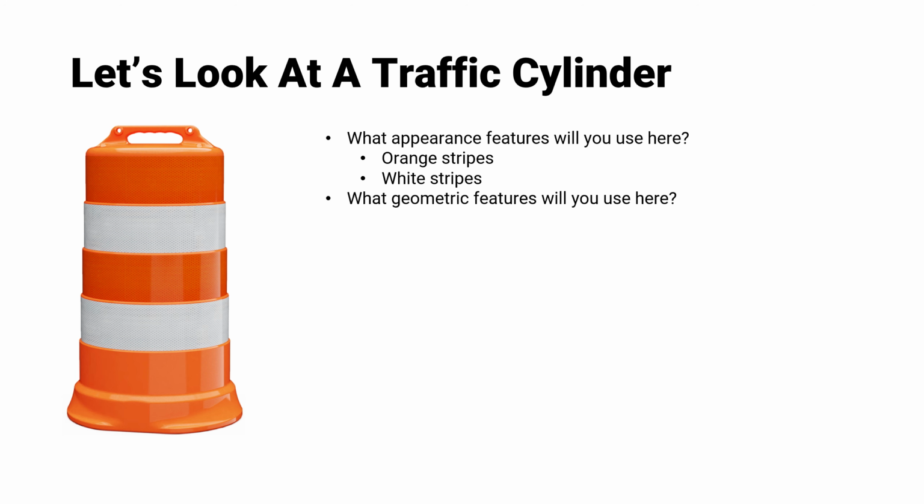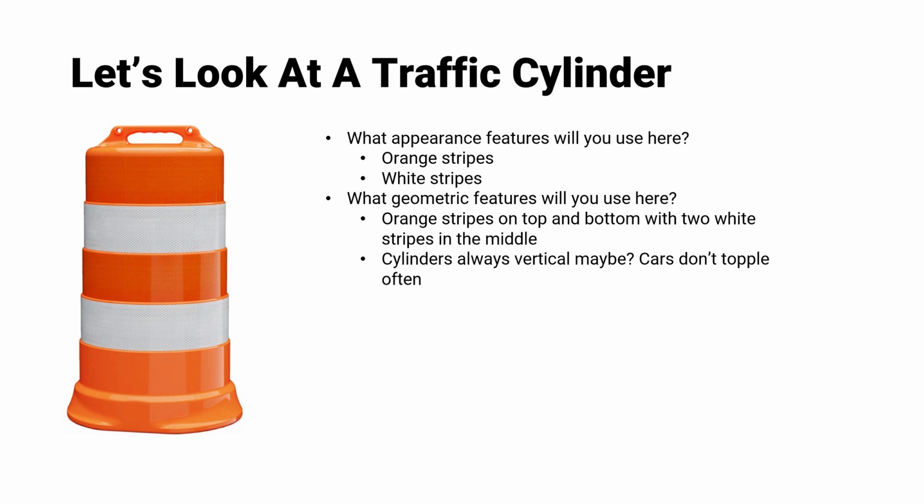The question is now, what geometric features would you use here? The geometric features are more about the relative placement. Again, just to recap, you can say that, hey, I know that there's an orange stripe on the bottom and the top, and there are two white stripes in the middle. And we can also say that cylinders are always vertical. Cars generally do not topple these often. So maybe that's another proxy we can use here, right? And we know that the size of the traffic cylinder is pretty much fixed. So we can take the aspect ratio and it should work irrespective of what the orientation is. And we can say that it's constant.